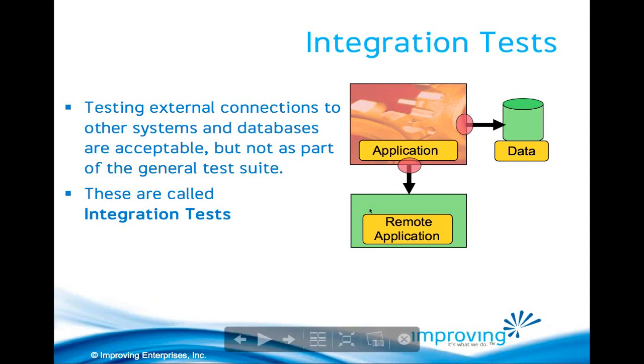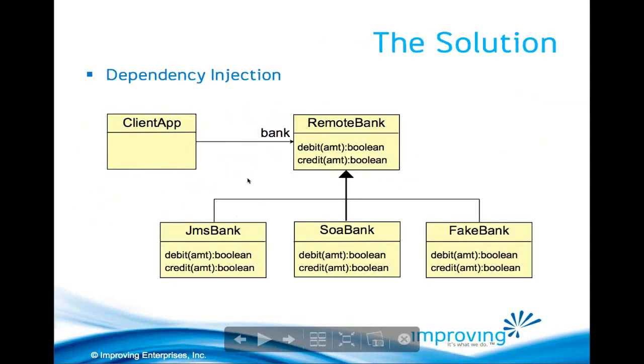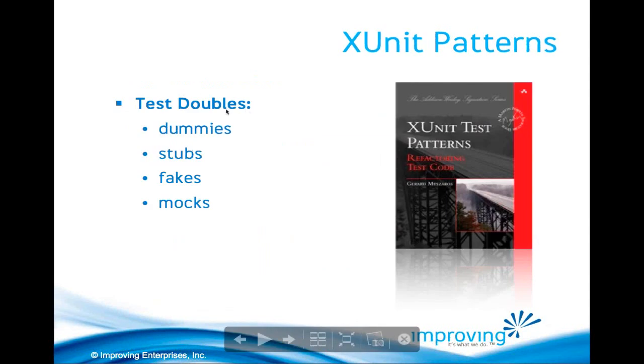But this way of mocking them out and stubbing them out, that's where this whole dependency inversion principle comes in. For every remote application, you may end up with a fake version that you can use for your tests. These are known as test doubles.